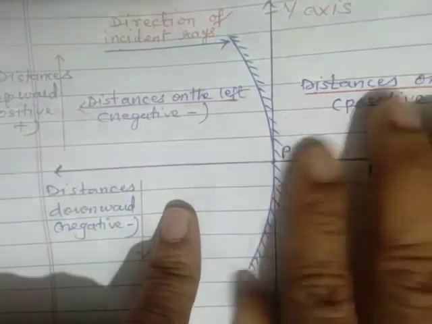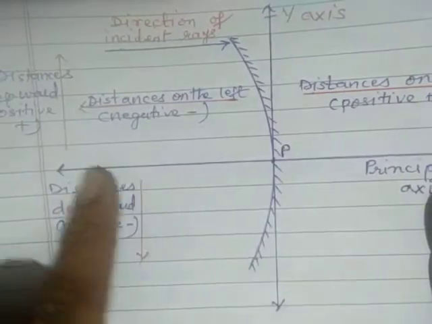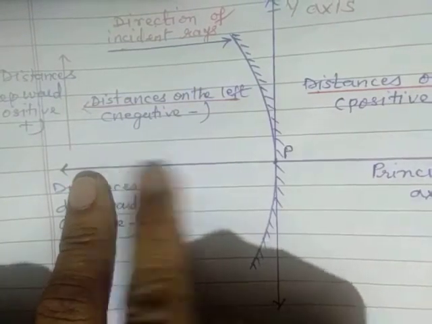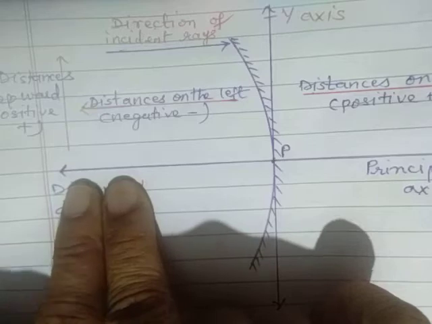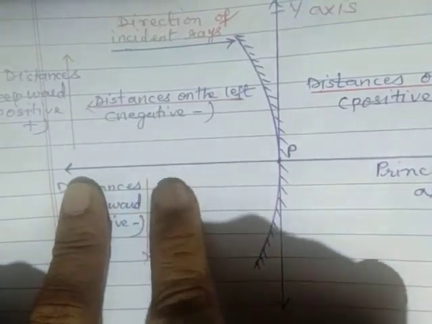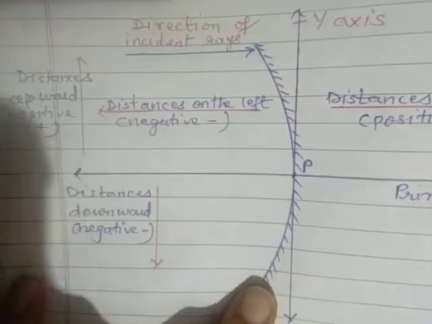We cannot keep the object behind the mirror and see its image. We have to always keep it in front of the mirror, and what is in front of the mirror we consider as on the left hand side. Therefore, object distance is always taken as negative.